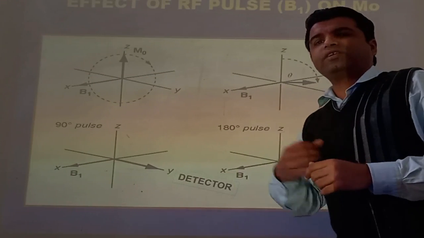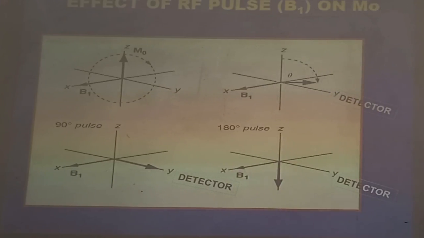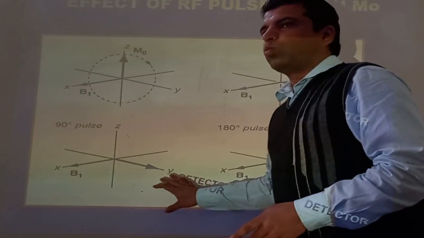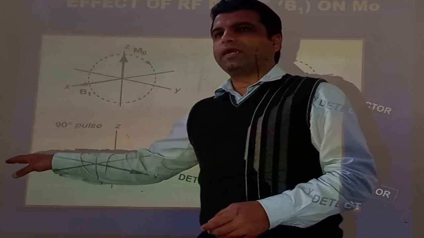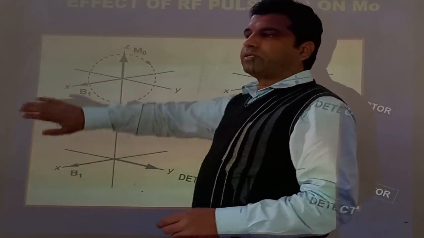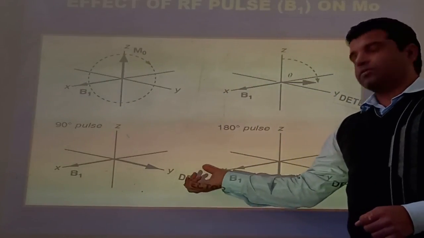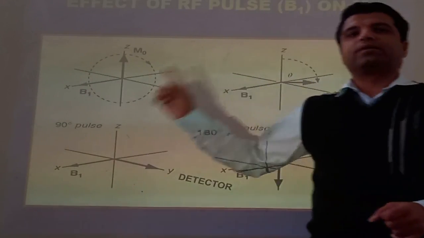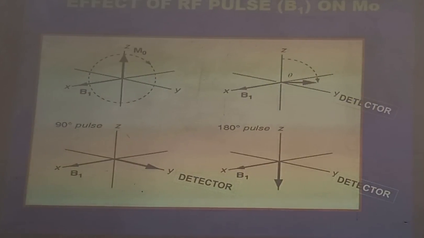And if here you have the detector, it will see it and it will give you a signal. So usually the detector is on the y-axis. If you are giving a pulse on the x-axis, the detector is here on the y-axis, M0 is here. You give a pulse, it goes down to the y-axis. The detector is here to detect it. It will relax back and the detector will detect this M0 going back, and it will give you an FID. That FID is then converted into a Fourier Transform signal, which we will see in the next slide.